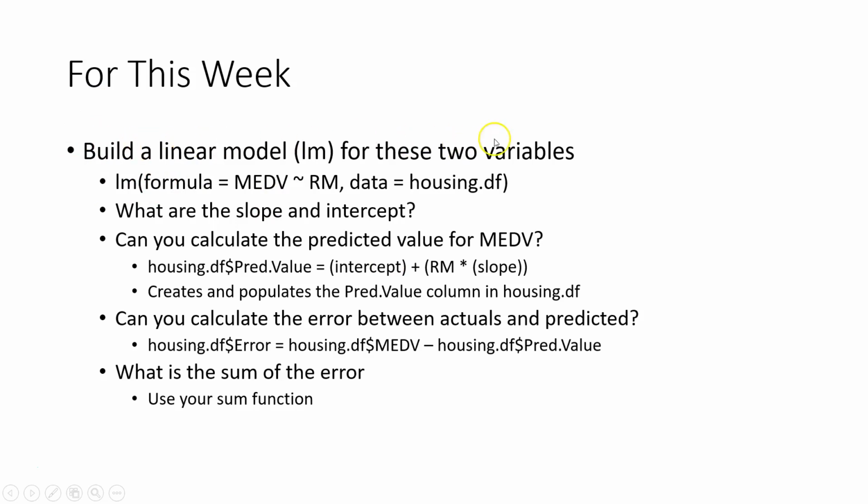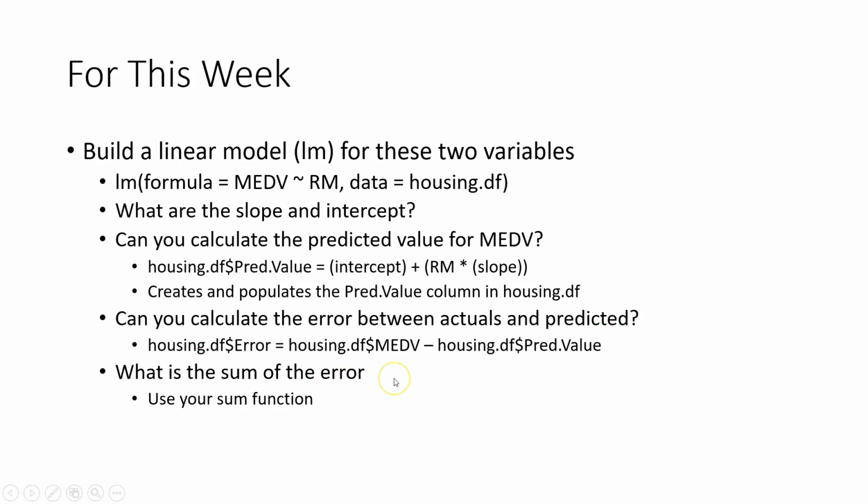Then you're going to build a linear model for those two variables, just in the way I've showed you here. Tell me what the slope and intercept are. Can you calculate the predicted value? So we did that, housing.predicted value, intercept plus RM times slope. Creates and populates the predicted value column, and then can you calculate the error between the actuals and the predicted? Go ahead and do that.